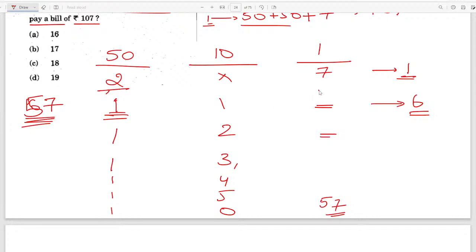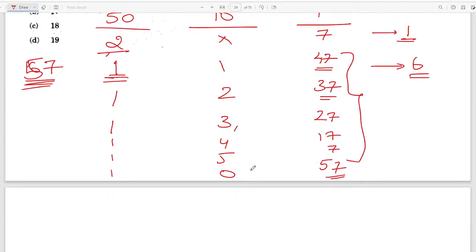This would be 47 1 rupee coins, 37 1 rupee coins, 27 1 rupee coins, and then 17 1 rupee coins, and 7 1 rupee coins. These are the total 6 ways of doing this.